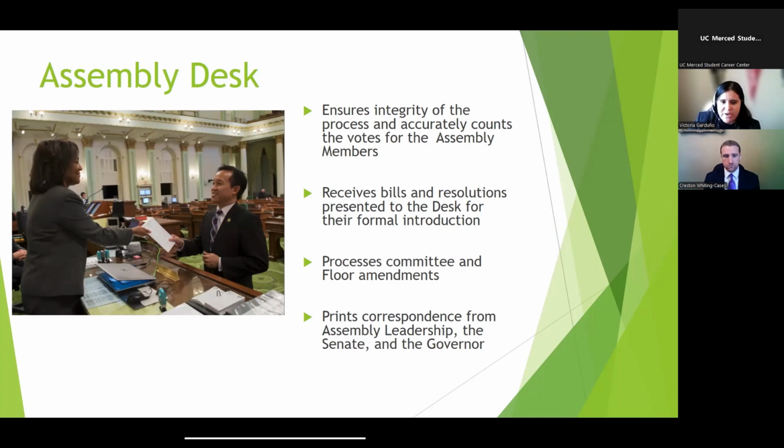So anytime a bill is changed or amendments are proposed to change the bill, the office of the chief clerk processes those amendments. And we also print correspondence from assembly leadership, the Senate, and the governor. So we're very much an active role in the whole conversation.